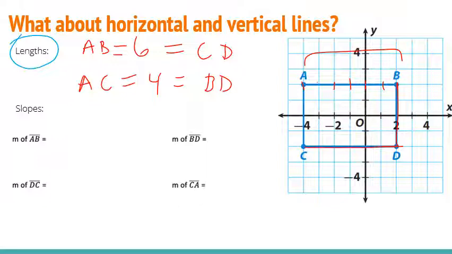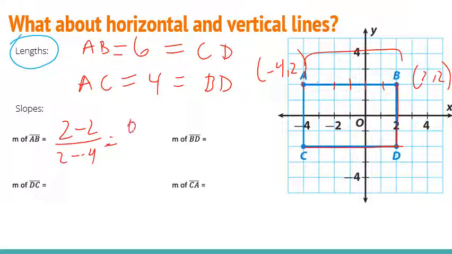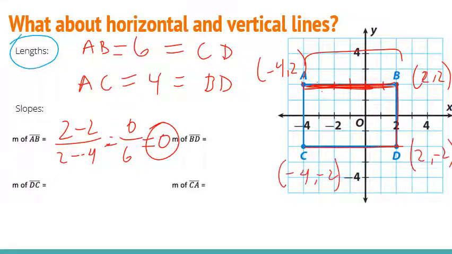So let's do AB. The slope of AB, and I'm seeing A is at -4, 2, and B is at 2, 2, right? So let's calculate the slope here. Let's go 2 minus 2 over 2 minus -4. Now you're going to notice we end up with 0 over 6. Now 0 divided by anything is always 0. So we have a slope of 0, which makes sense if you think about this. This is totally a flat line. Okay? All right, I want you to pause it here and try the rest on your own.